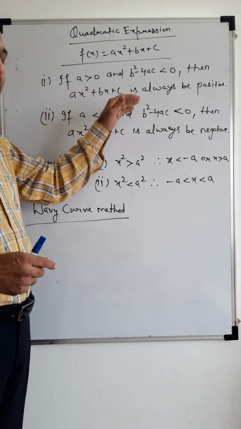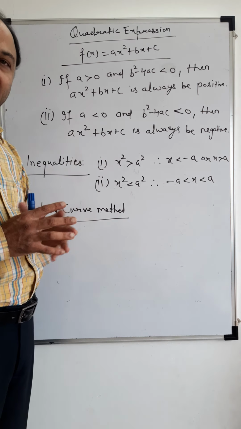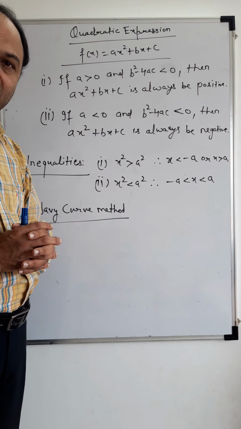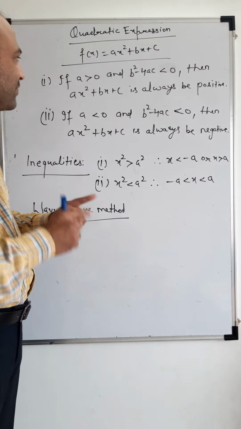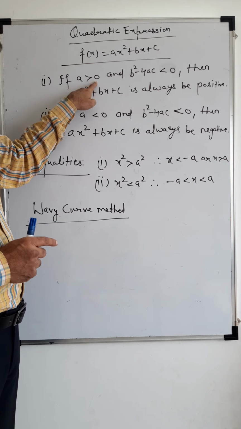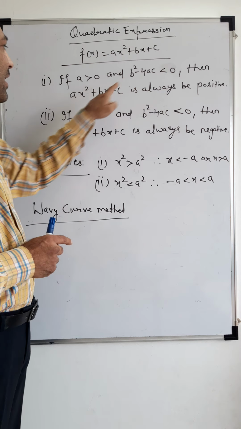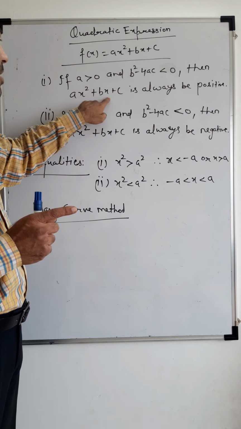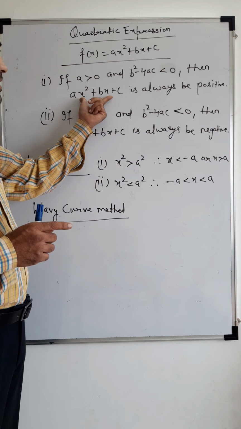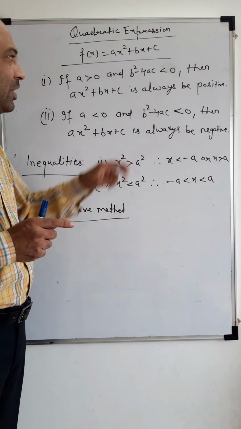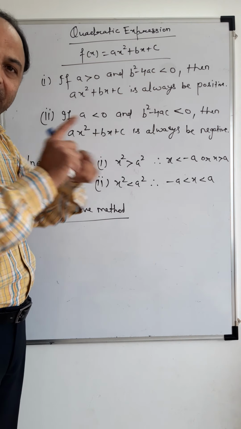In this we have to remember these two important points. Based on this, NDA asks a few questions in quadratic. What is first? If a greater than 0 and D, the discriminant, less than 0, then if and only if, ax square plus bx plus c will always be positive. Or if f(x) is greater than 0, then a is greater than 0 and D is also less than 0. So, if and only if.